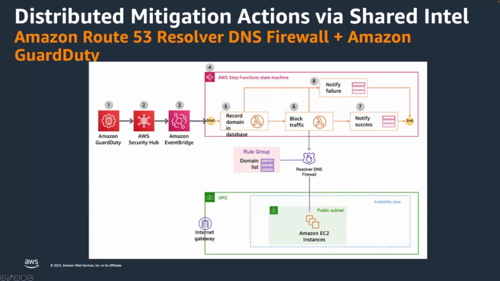In step number 6, we'll update the list from that DynamoDB table into the Route 53 DNS Firewall list, which is aligned to the block action that we want to take as a remediation response with the DNS Firewall. And again, if everything's successful, we'll send out an SNS message with the details of that success. If there's any sort of failure, we'll also send out an SNS message that has details related to any error messages that we saw.